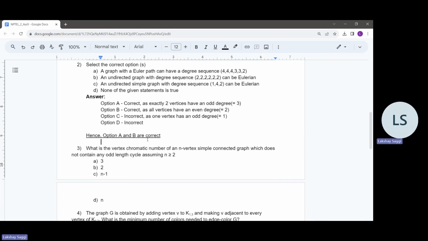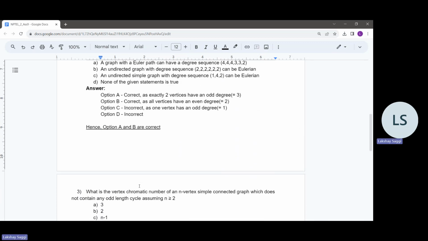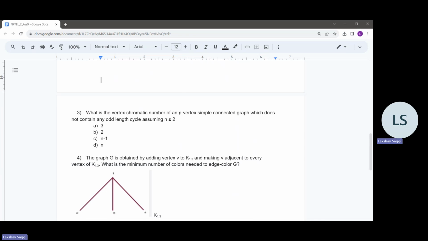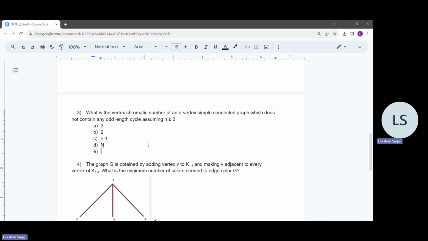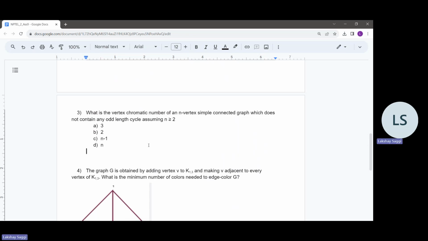Okay, I hope this was simple. So now let's come to the third question. The third question says, what is the vertex chromatic number of an n vertex simple undirected connected graph which does not contain any odd length cycle, assuming n is greater than or equal to 2? Okay, so this is a bit of an interesting question, or maybe not so much. We'll just see. So what is it saying? It's saying that we need to find the vertex chromatic number.